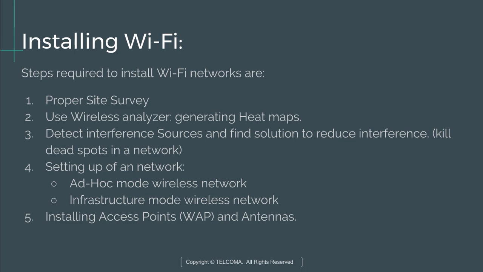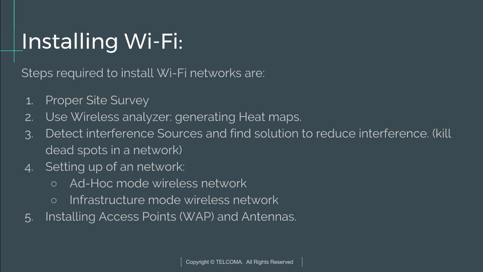First of all, the first step is we will do a proper site survey. The proper site survey is done to reveal any obstacles in the wireless network, and then we use this site survey to get the best possible location for installing the wireless access points. So this is the first step to install the wireless network.